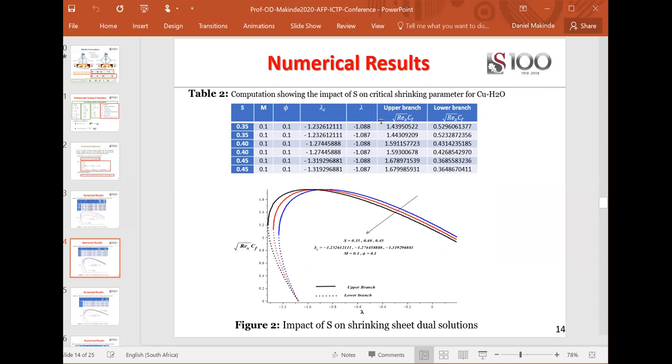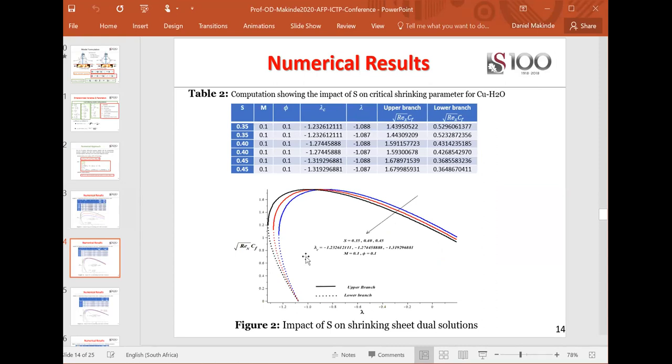Now, for shrinking surface, we realize that we have dual solutions. There is a solution here for shrinking surface, the dotted one, and you have this one. So for shrinking surface, we have dual solutions, the upper solution and the lower solution. That's what we have. This upper solution is what we discover in the experimental observation. This is due to the non-linearity of the problem.